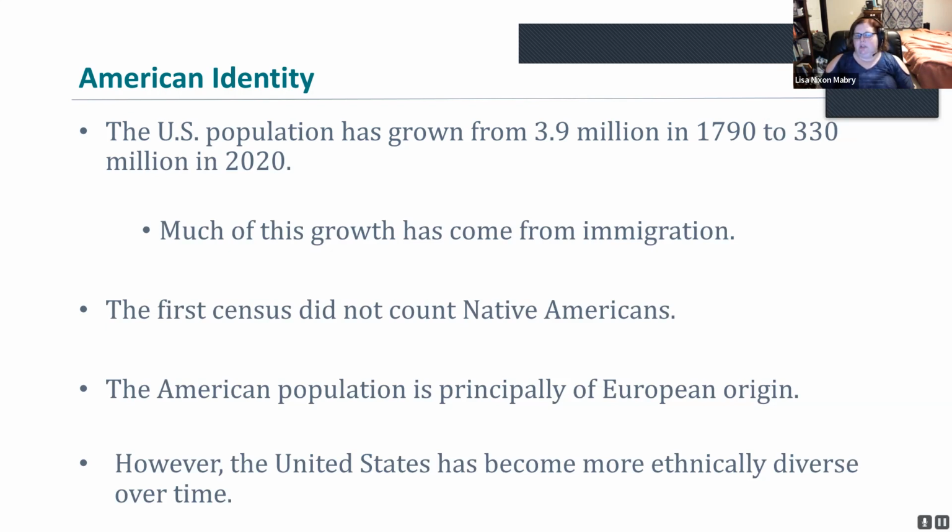So the first US Census, and we'll talk about the census in a little more detail later, does a head count, right? That's the gist of it. It does a head count of the people. The first one was done in 1790, and we counted 3.9 million people. And then in 2020, we were up to 330 million people. That's a big difference, right? And a lot of it came from immigration.